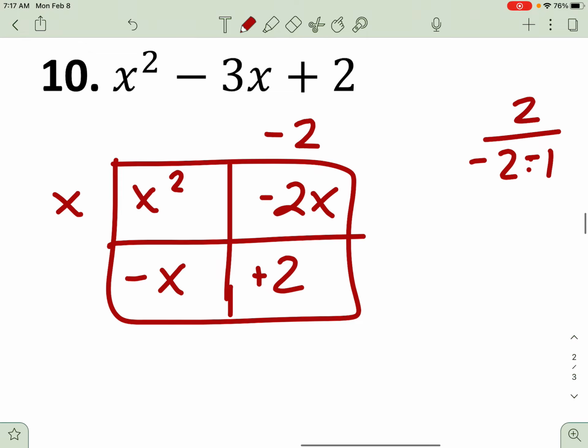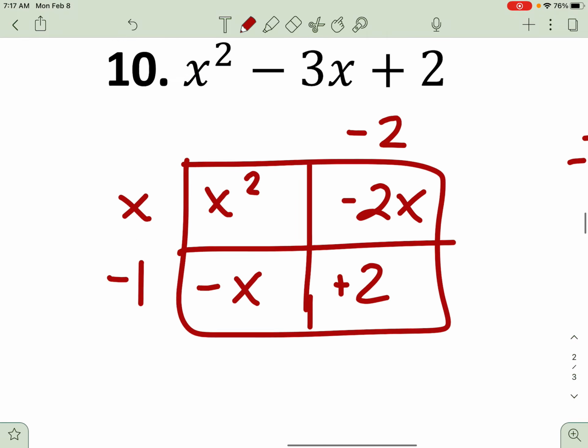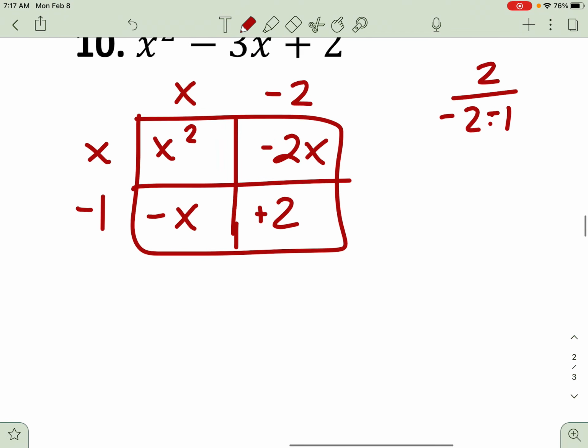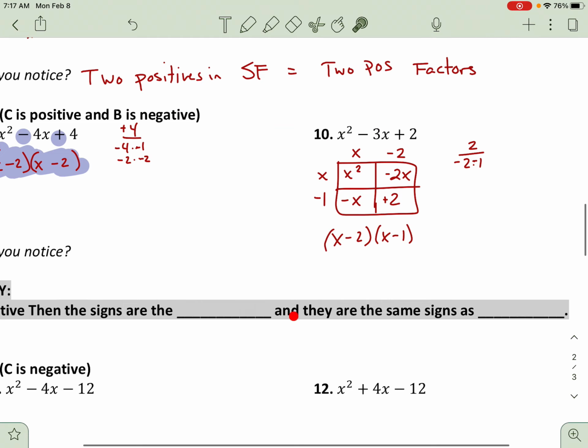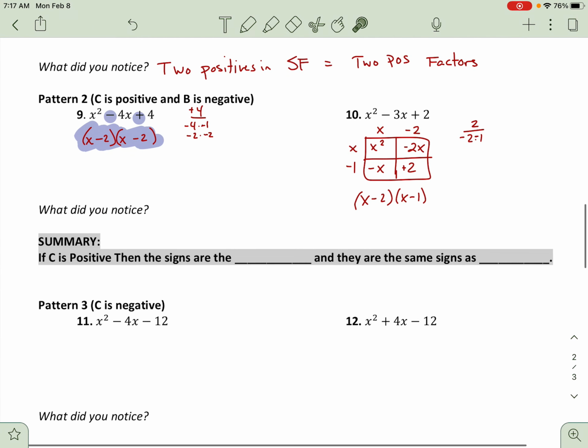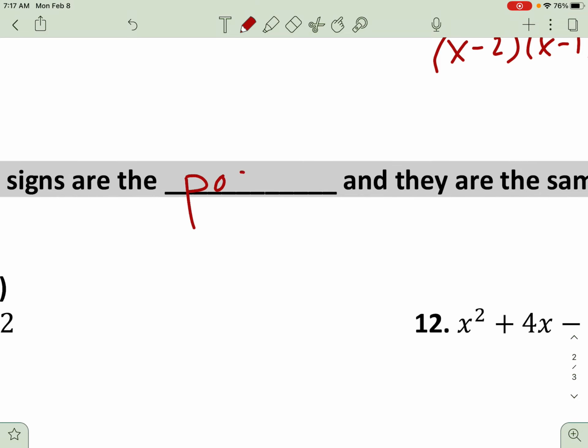These ones both have a negative 2 in common. These ones don't really have anything, but we're going to factor out a negative 1 because that's what's in front of x. Okay, and that gives you x minus 2, x minus 1. So look at that. Negative, negative when it's negative, positive. Okay, so that's what we notice here.